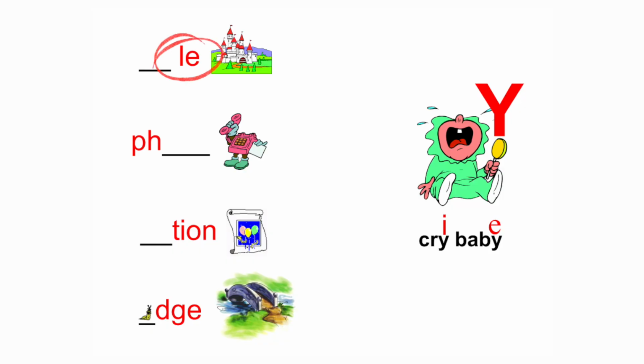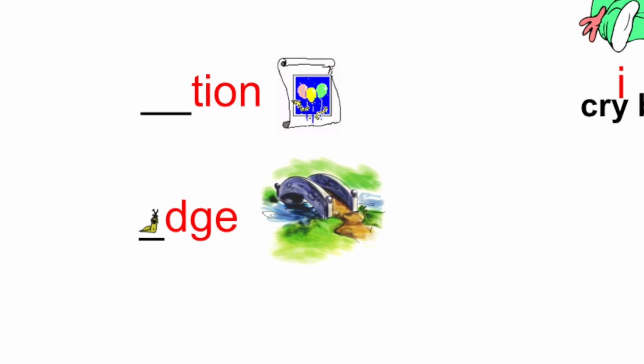The LE at the end of a word sounds like the sound we hear at the end of castle. The PH sound we hear at the beginning of phone. The TION sound at the end of invitation. The DGE sound at the end of bridge. Notice our shy, frightened snail is the clue that the vowel that appears up front in this word will sound short. More about that later.